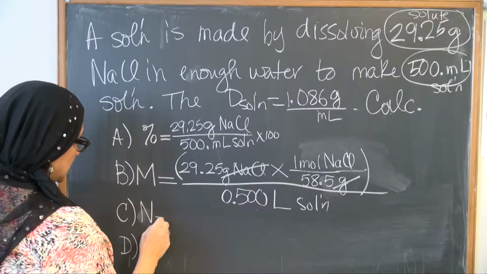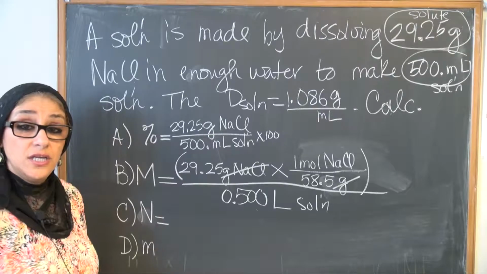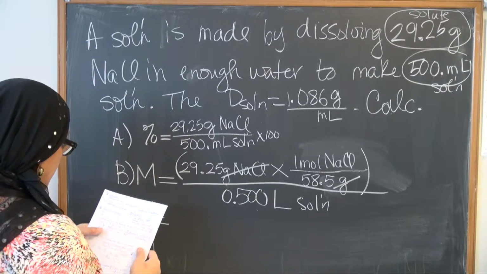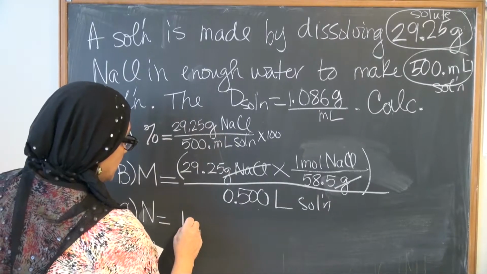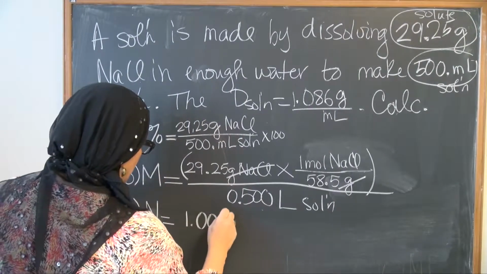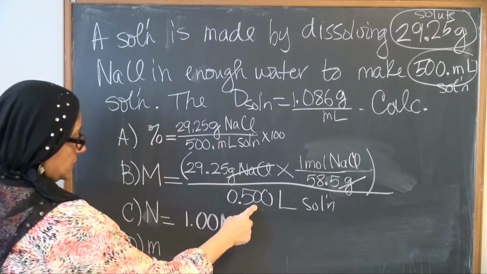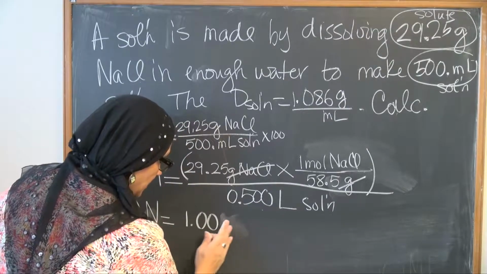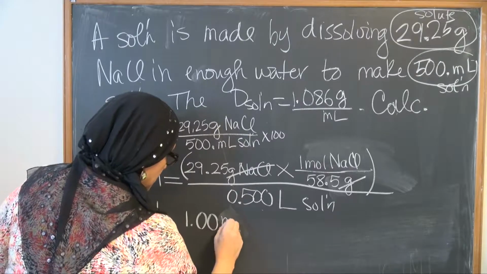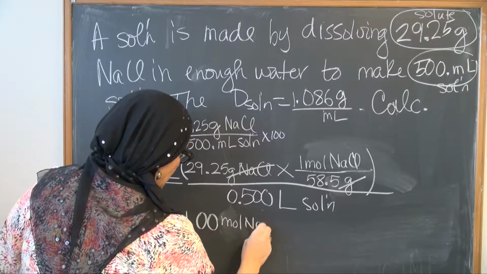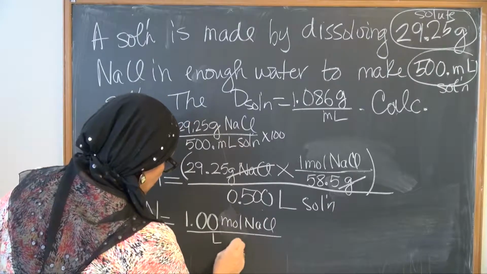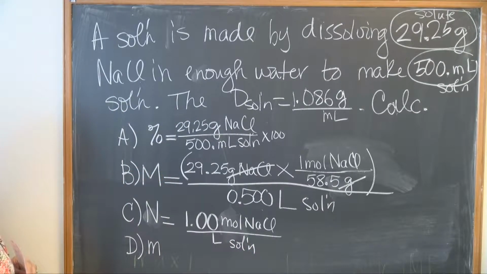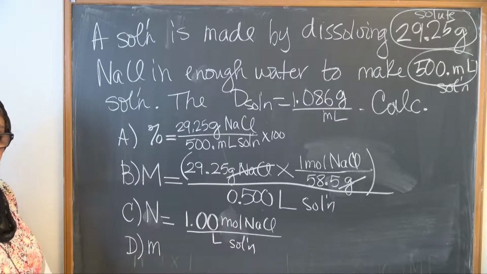Now, normality, as I mentioned previously, start with your molarity, and the molarity value should be calculated as 1.00 molar. 3 sig figs because of the volume. And let me get rid of the capital M and write the units. This is moles of sodium chloride per liter of solution. We need to get to equivalence.